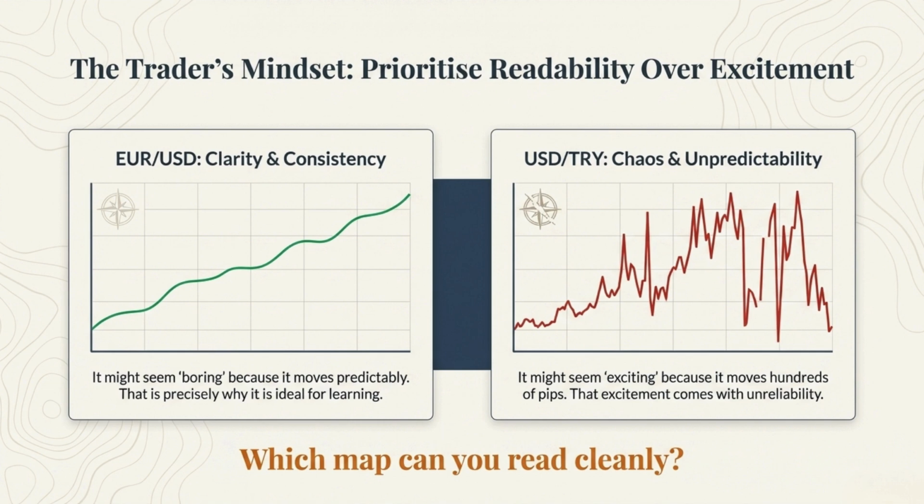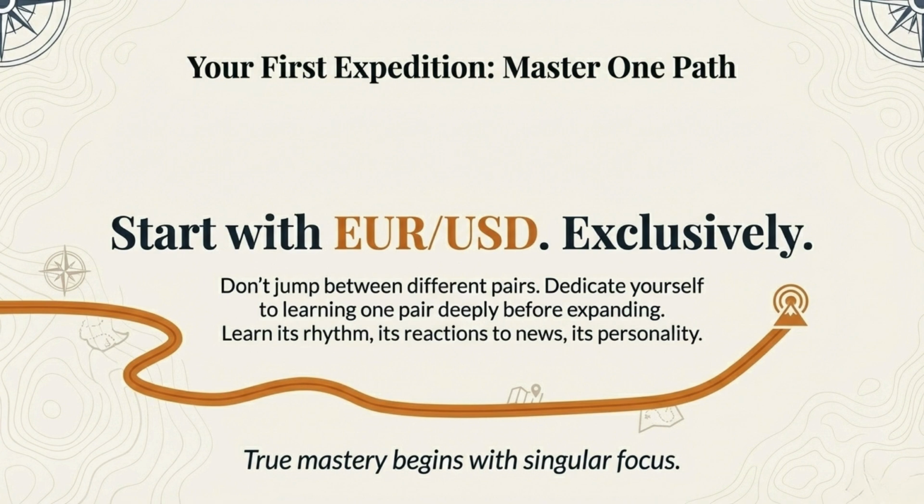Your criteria for choosing a pair have to be practical. Can I read this chart cleanly? Can I afford the spread? And, critically, can I execute my trades reliably without getting crushed by slippage? The goal is consistent profitability. And consistency is found where liquidity is highest. Trade the majors. Your costs will be lower, your execution will be better, and your analysis will actually mean something.